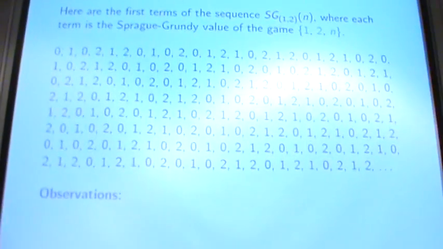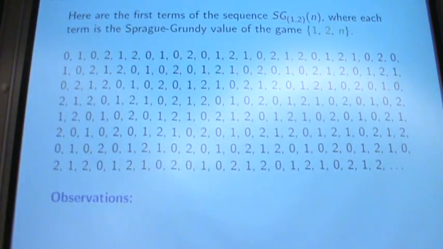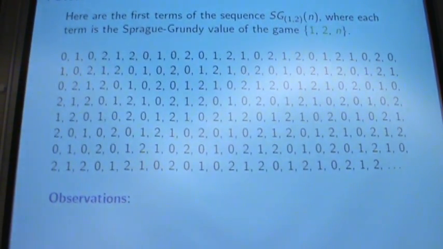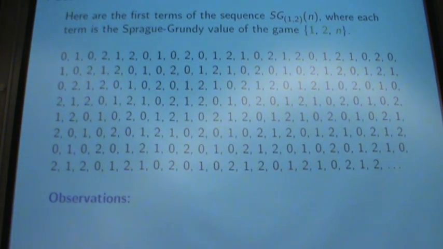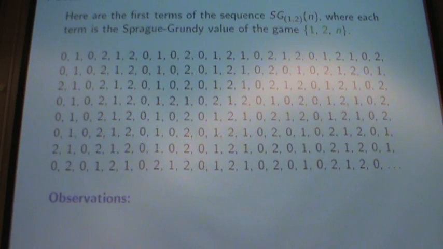So once we have this, we want to start looking at some data. So here's the first few terms. This is almost 200 terms of the sequence that I call SG sub 1,2 of n, right? Where the value of the nth term is the Sprague-Grundy value of this game. We'd like to start recognizing some patterns, ideally. When we first look at it, we don't maybe see any. These are blocks of width 25. It helps a little bit if I rewrite it into blocks of width 24. Now, maybe we start seeing some patterns.